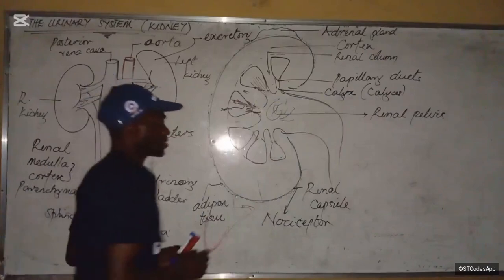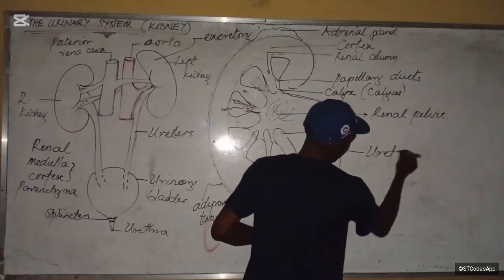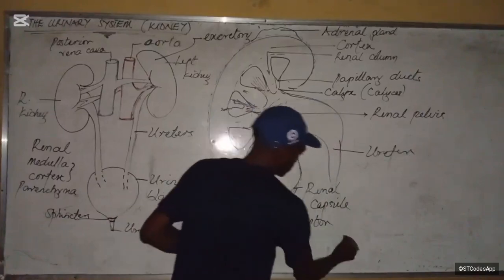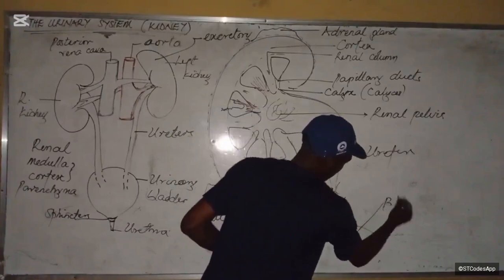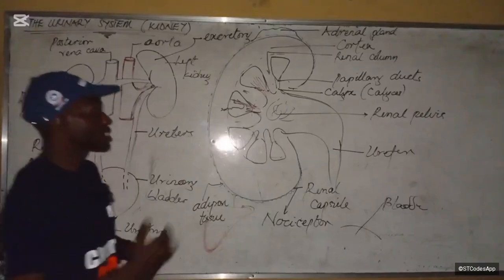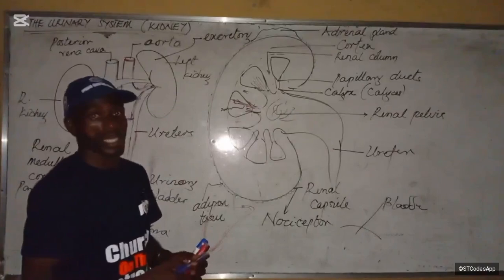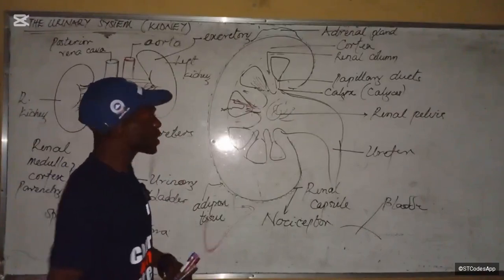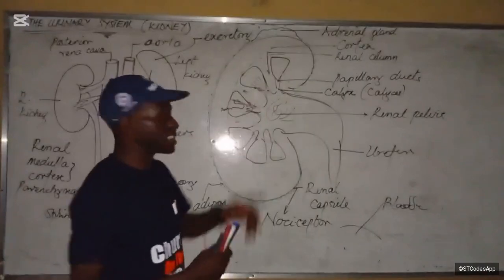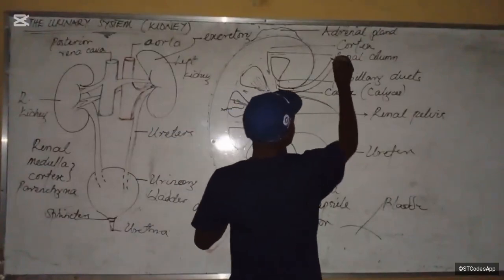All right, and the renal pelvis then continues into the ureter. And the ureter, of course, empties into the bladder. So that is the movement of how waste is being produced. Okay, but now there's something missing here, and that is the renal artery and the renal vein.